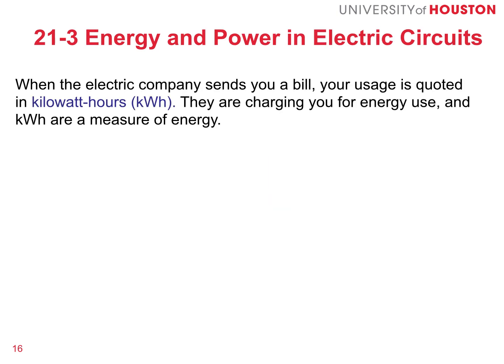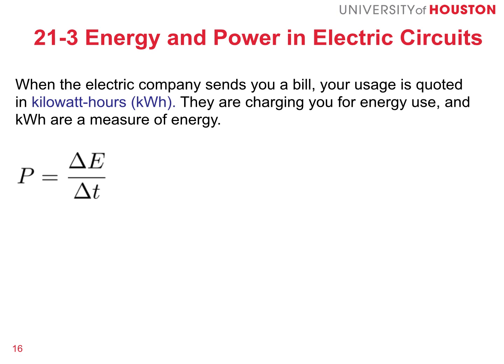When the electric company sends you a bill, your usage is quoted in kilowatt hours. What they are actually doing is charging you for the amount of energy used, and the measure of energy is the kilowatt hour. We can see where this comes from when we look at the equation for power, which is equal to energy use divided by the time over which the energy is used.